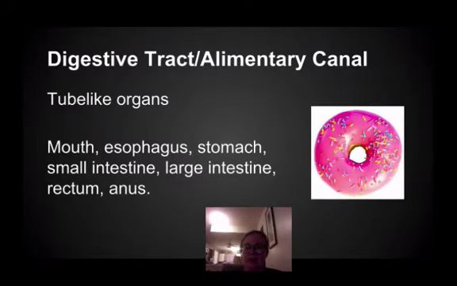A lot of times people compare this to a donut. So our digestive tract is kind of like the hole in a donut. This is where food actually travels throughout the body, and it's kind of like a big hole in our body, kind of like the hole in the middle of a donut. So the food will just go through that. It never goes anywhere else, just through the digestive tract.